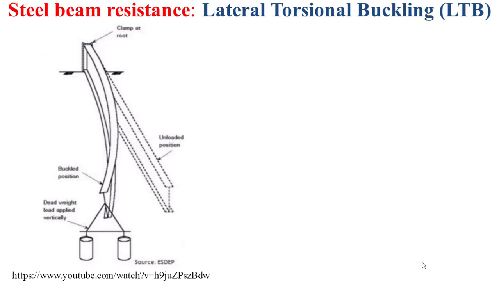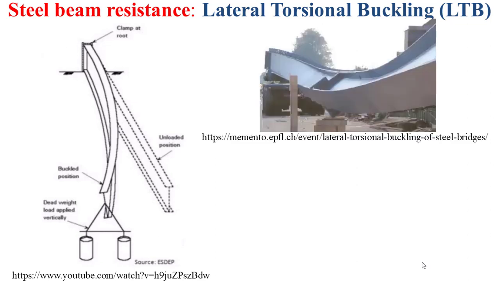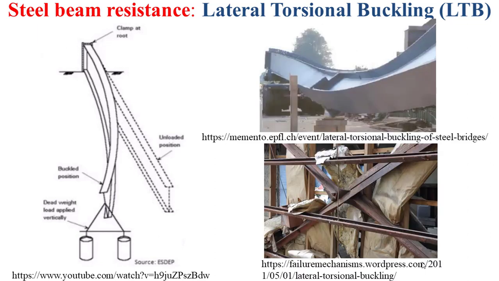Well, the lateral torsional buckling (LTB) occurs when the steel beam is clamped at its root and subjected to dead weight at its extremity, as it is depicted by the figure that you see now in this slide. And these two real pictures depict some lateral torsional buckling occurring in steel beams.